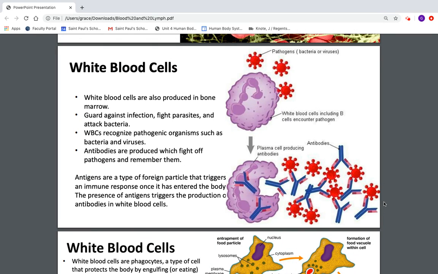And so we often call that foreign particle or material that triggers the production of antibodies an antigen. An antigen could be a virus or bacteria that are coming into the body. The body is going to detect an invader, something that doesn't belong in the body, triggering the body to produce antibodies. Antibodies and antigens work by recognizing the shape of the structure of the antigen. And once these antibodies recognize the antigens, they're destroyed.